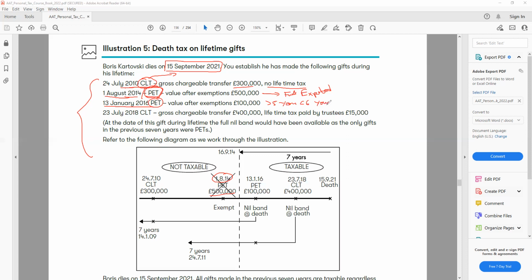In this case, the person will get the taper relief because he survived more than 3 years but less than 7 years. The taper relief depends on how many years he survived. More than 5 years and less than 6 years gives him taper relief of 60%. So how much is the tax? From there, we can claim the relief of 60%.